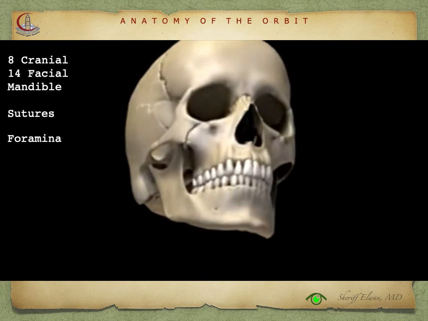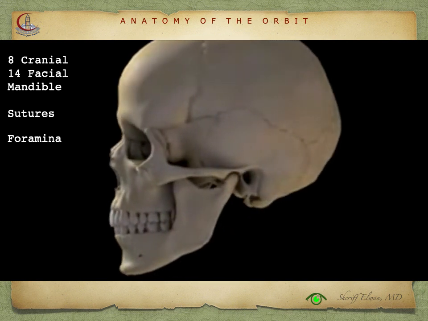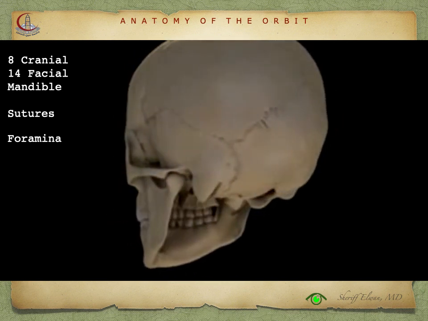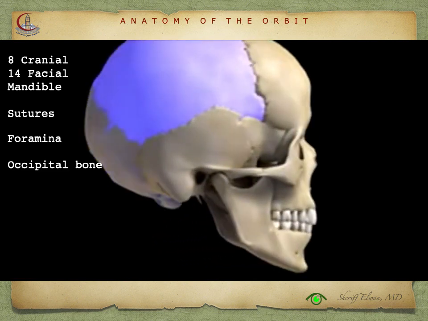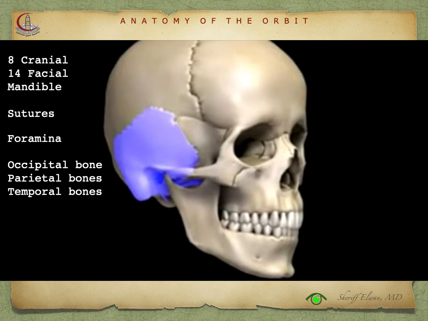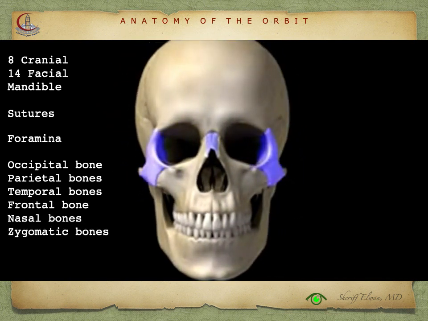The bones of the skull protect the brain, the sensory organs, and give attachment to the head and neck muscles. Now, the skull externally is formed of the occipital bone, the parietal bone, the temporal bone, the frontal bone, the nasal bones, the zygomatic bones, the maxilla, as well as the mandible.